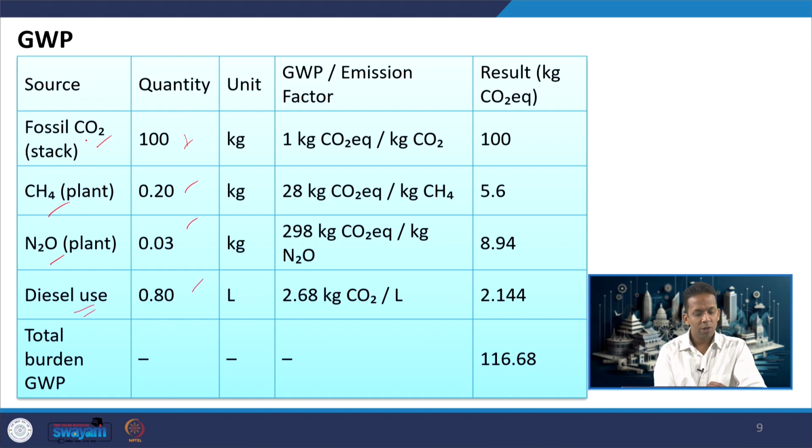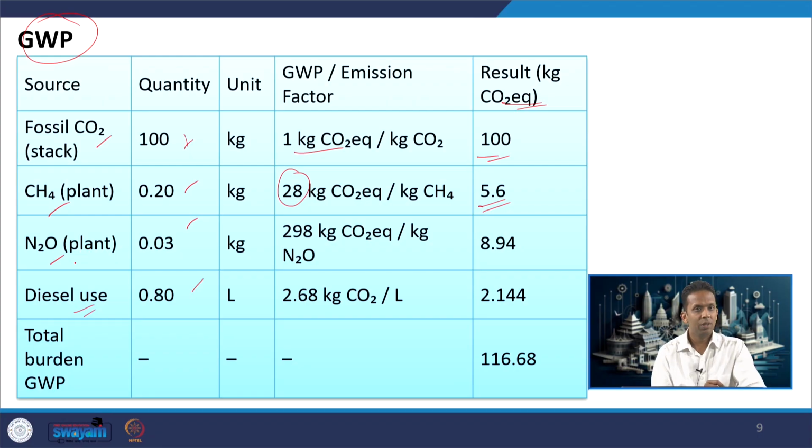Now, for CO2 the emission factor or GWP factor is 1. So, for 100 kg CO2 its emission is 100. For methane it is 28. So, 0.2 into 28, how much? 5.6, that is in kg CO2 equivalent. We are doing this for global warming potential, so the unit is kg CO2 equivalent.